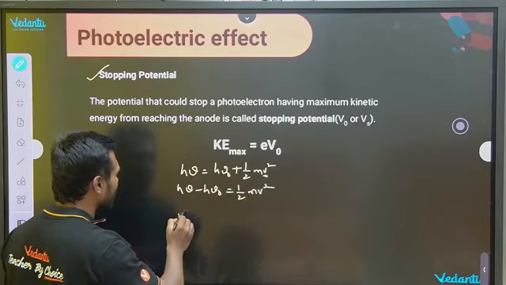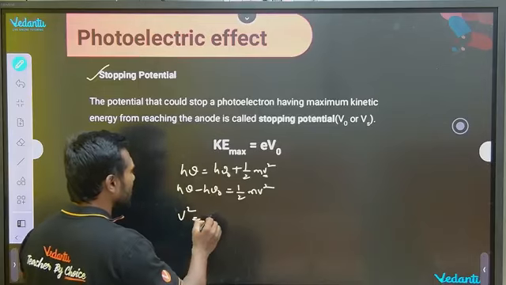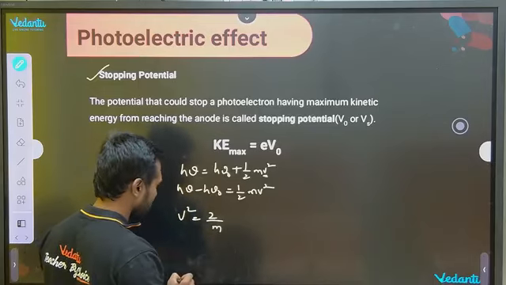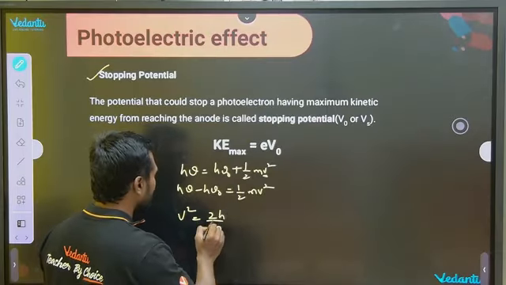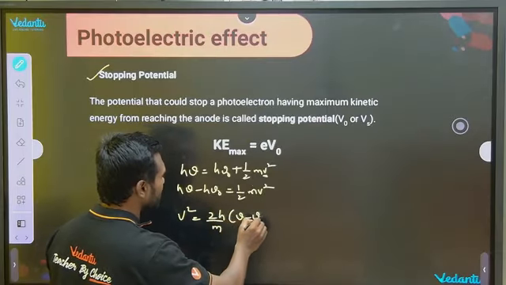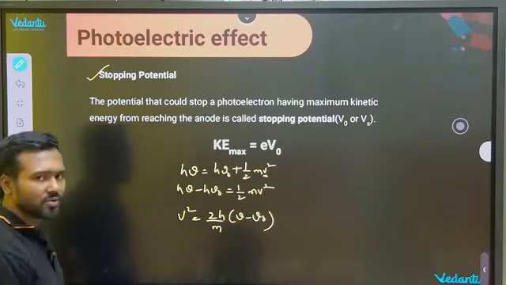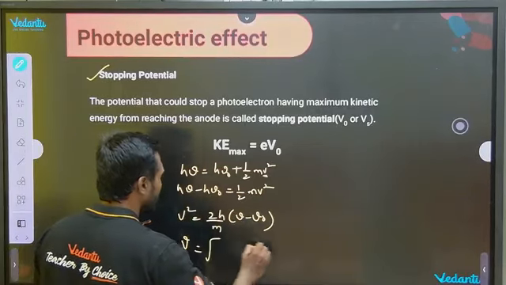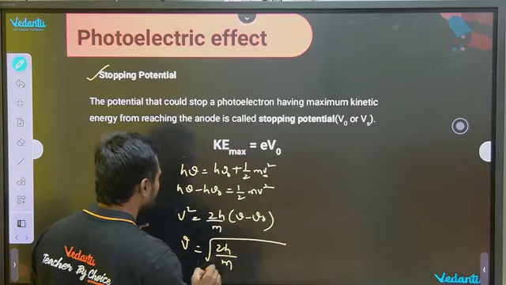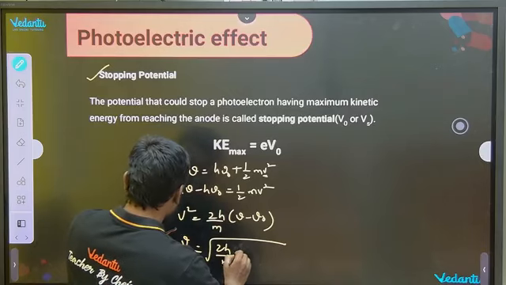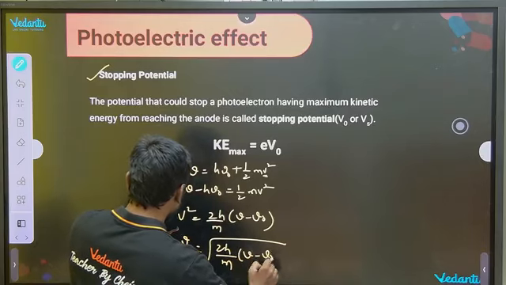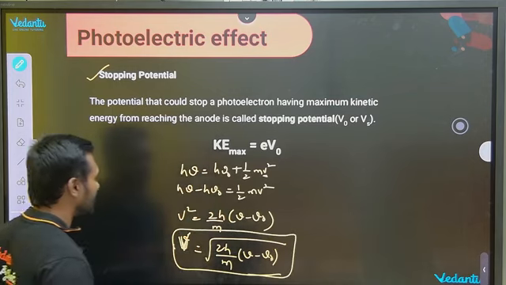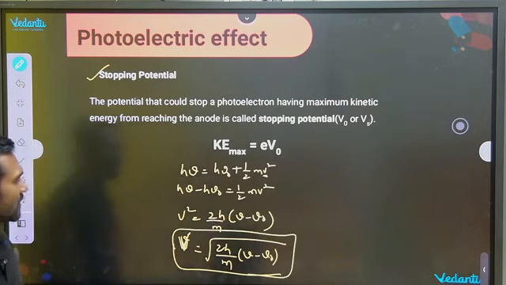So we can take now v square is equal to 2 by m into h into nu minus nu naught. Right? So v is equal to the square root of 2h by m into nu minus nu naught. This is the velocity of ejected electrons. Right? Velocity of ejected electrons.